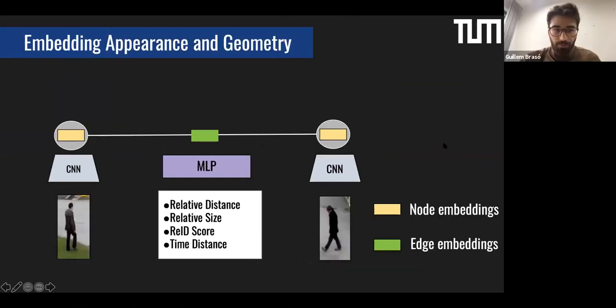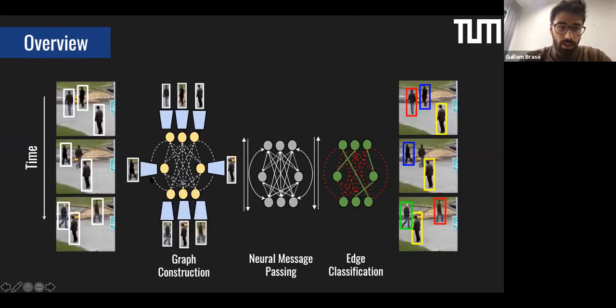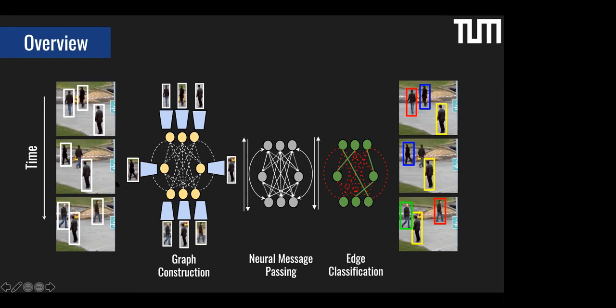Okay. So this is the high-level pipeline. You have your input, you construct the graph, you do message passing on top of this graph, and lastly, you classify every individual edge. This is the high-level pipeline. Now I'll explain every part.